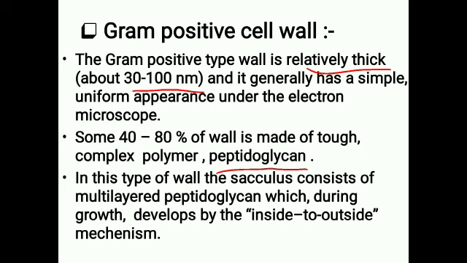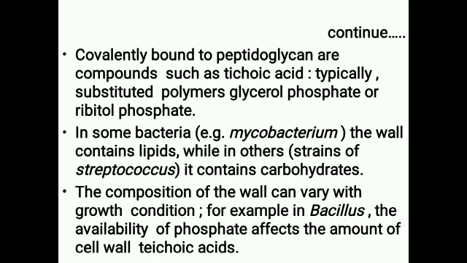So this is about the gram positive cell wall. Covalently bound to the peptidoglycan are compounds such as teichoic acids. That means the peptidoglycan is associated with teichoic acids, typically substituted polymers of glycerol phosphate or ribitol phosphate. Whatever peptidoglycan is present in the cell wall of gram positive bacteria is also made up of this small polymer called glycerol phosphate or ribitol phosphate.